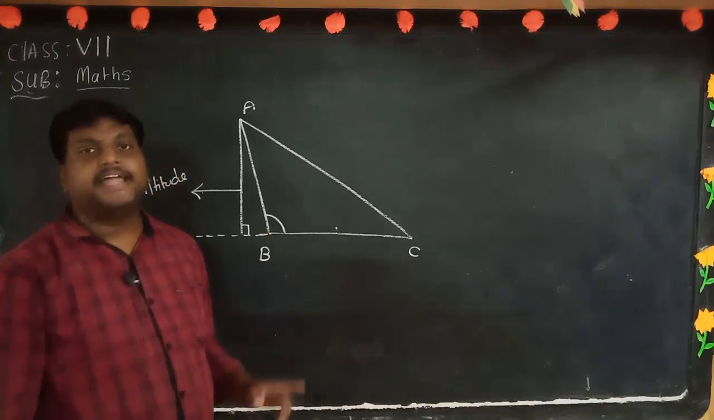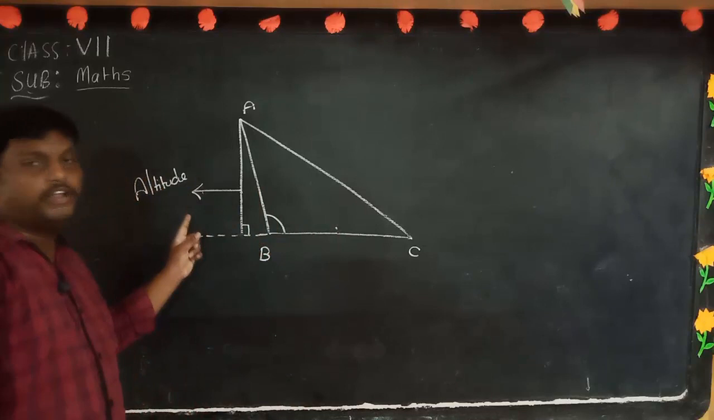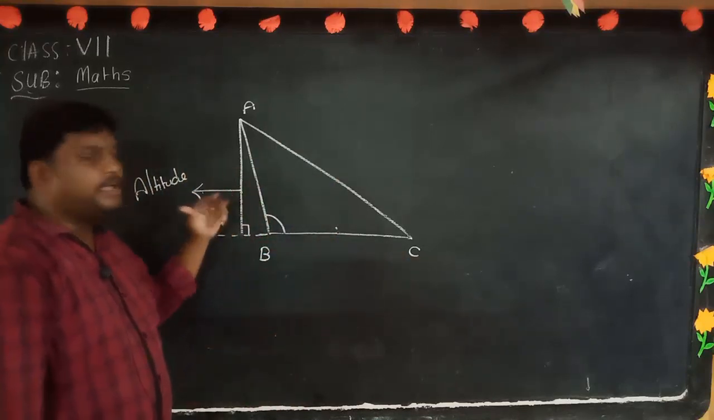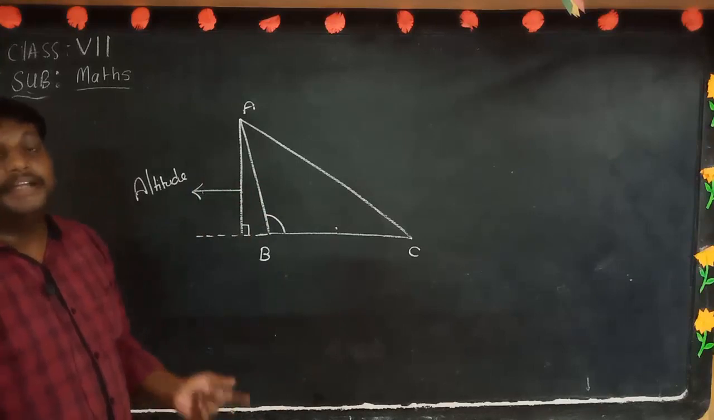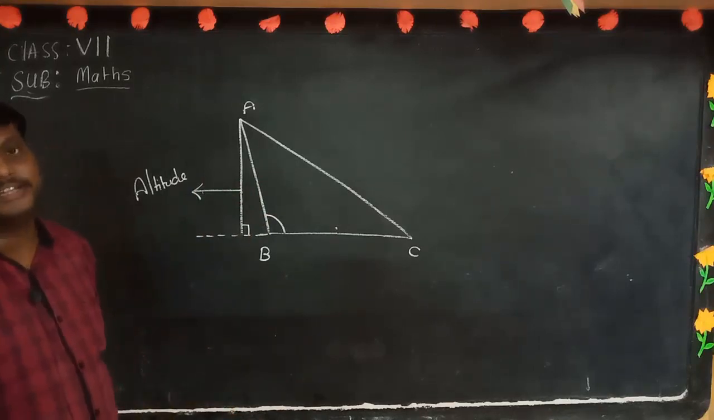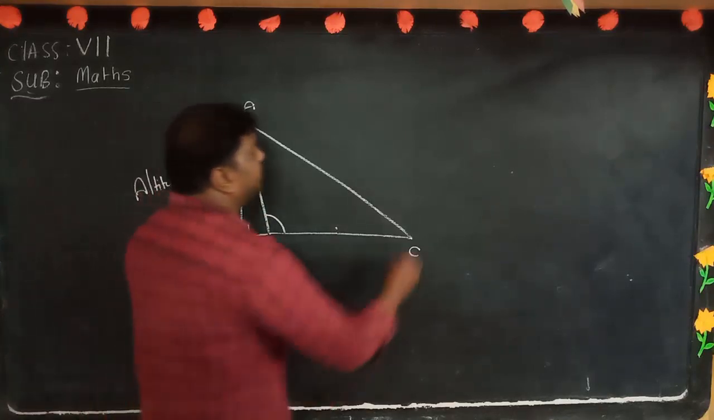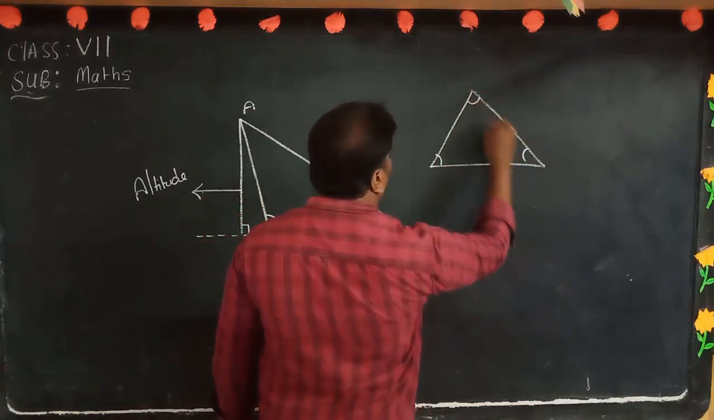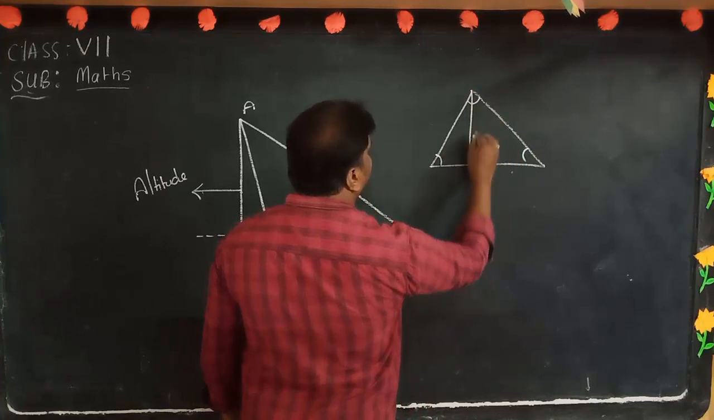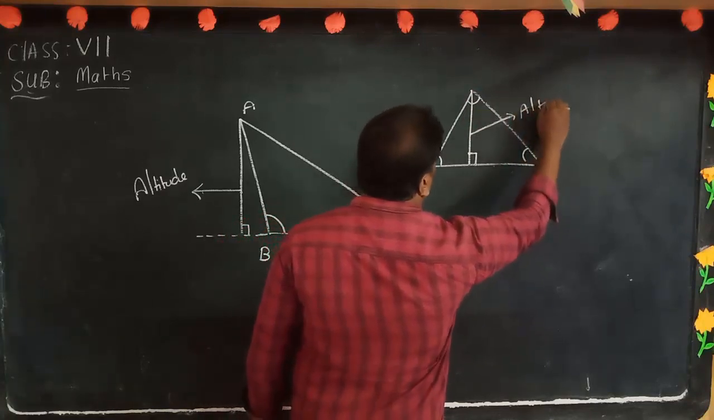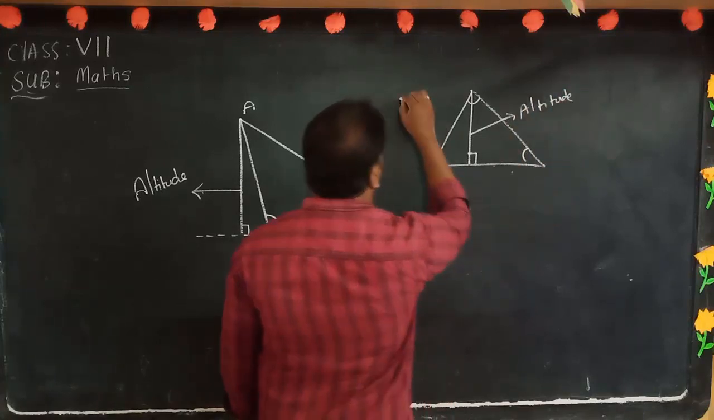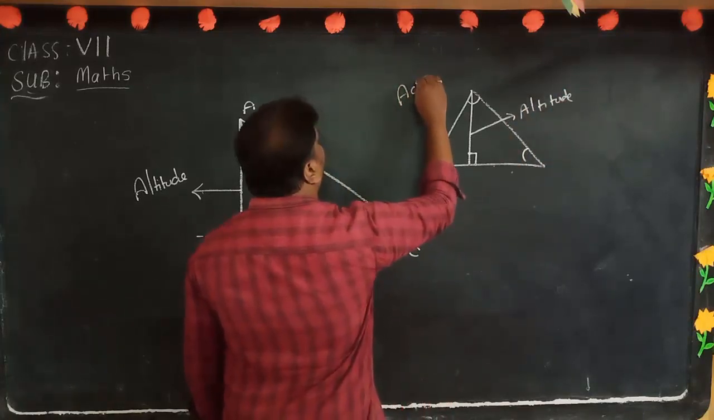Actually, in an obtuse angle triangle, the altitude will be exterior, out of the triangle. But in an acute angle triangle, it is inside of the triangle. This is an acute angle triangle.